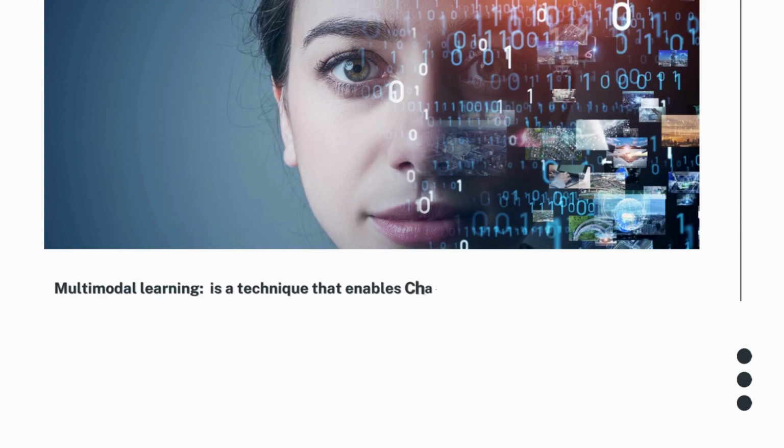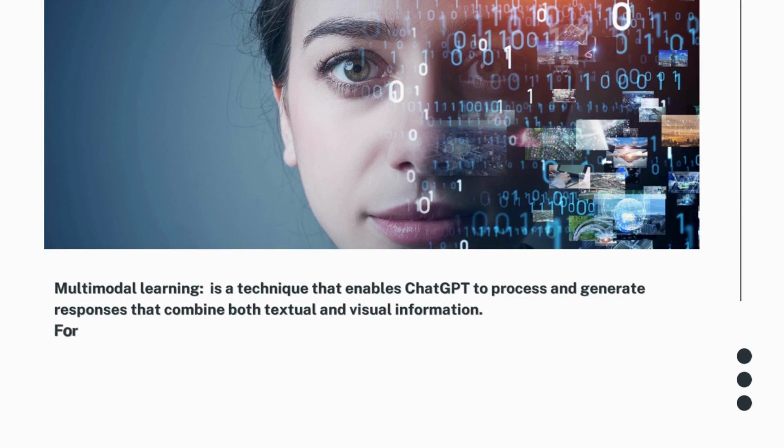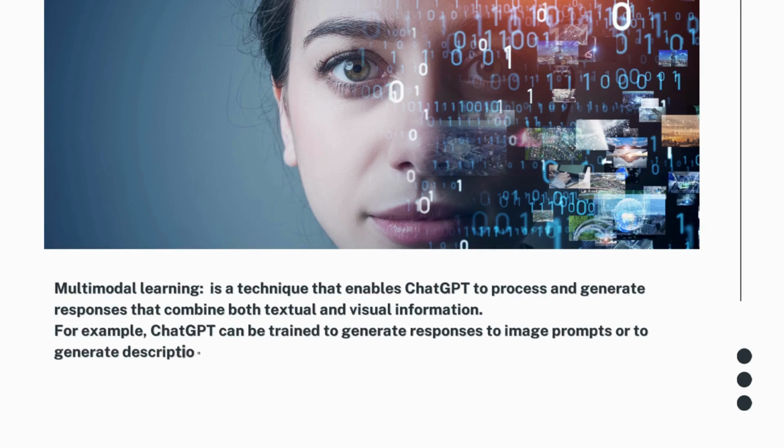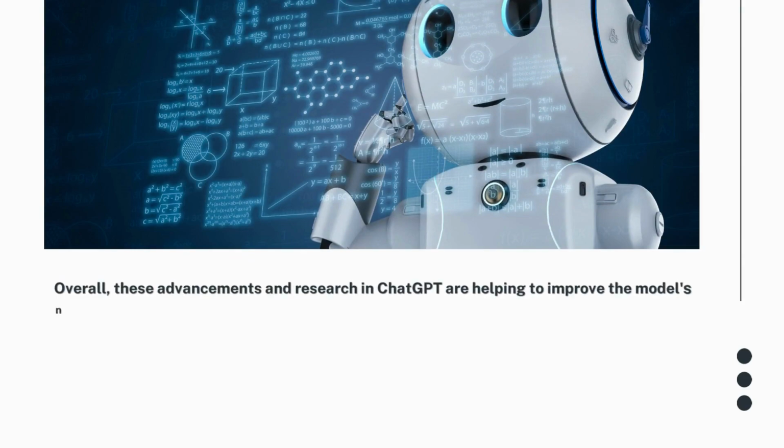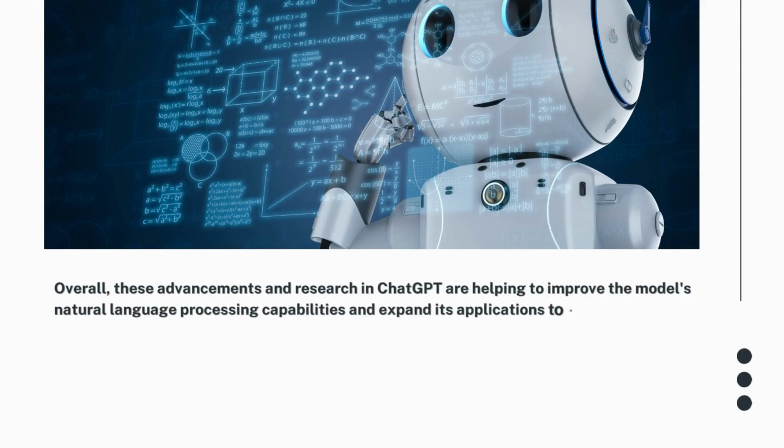Multimodal learning is a technique that enables ChatGPT to process and generate responses that combine both textual and visual information. For example, ChatGPT can be trained to generate responses to image prompts or to generate descriptions of images based on textual prompts. Overall, these advancements and research in ChatGPT are helping to improve the model's natural language processing capabilities and expand its applications to new domains and tasks.